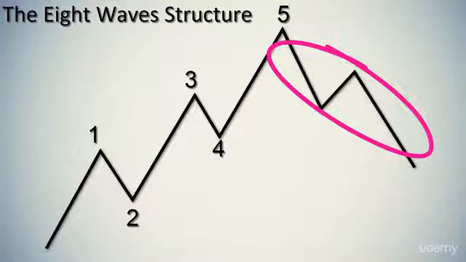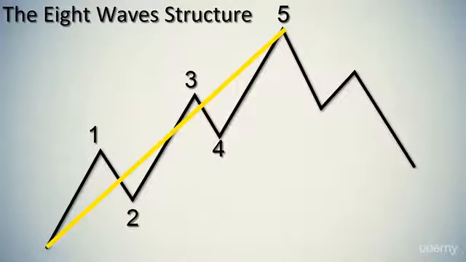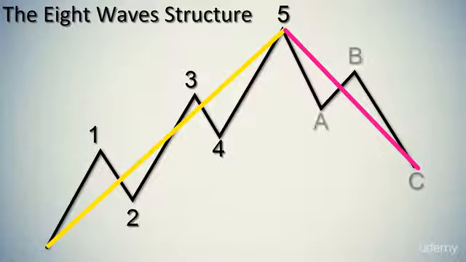The full cycle we call the 8-wave cycle, consisting of 1 impulse wave of the 5 waves formation, and of 1 corrective wave, which we call the 3 waves formation. The waves of the corrective formation we mark with the alphabet letters A, B, C. As the sequence A, B, and C is the correction of the 5 waves formation 1, 2, 3, 4, and 5. To sum up, the waves 2 and 4 also have the 3-wave structure A, B, C.